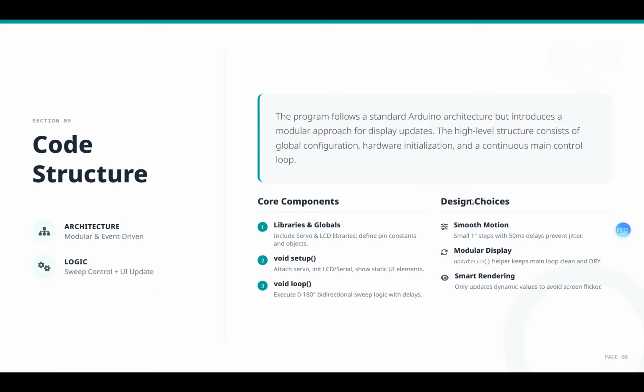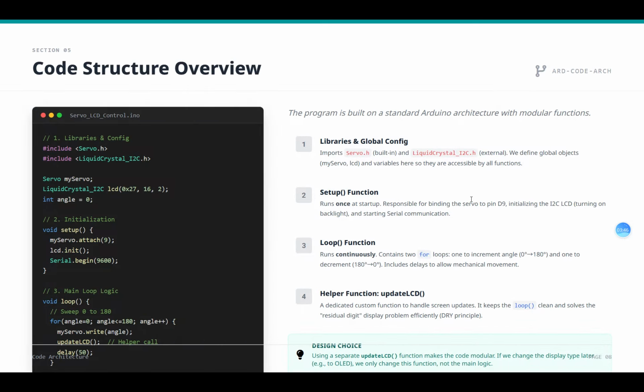Okay, so the code structure. The program follows a standard Arduino architecture, but introduces a modular approach for display updates. The high-level structure consists of global configuration and hardware initialization, and a continuous main control loop. Okay, so firstly you can see the library and the initialization code.